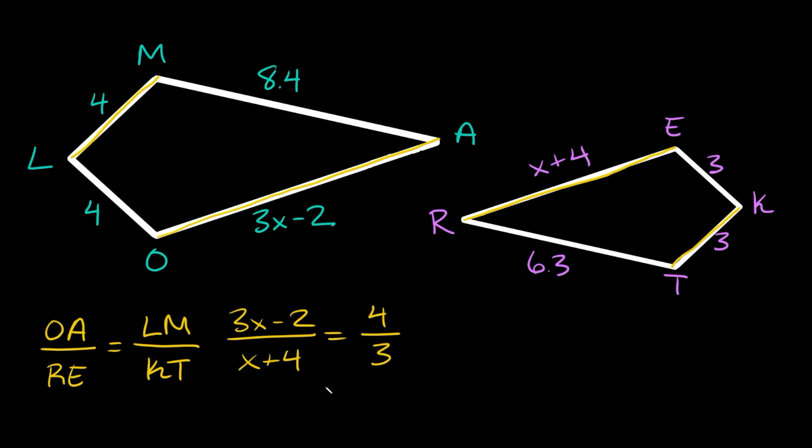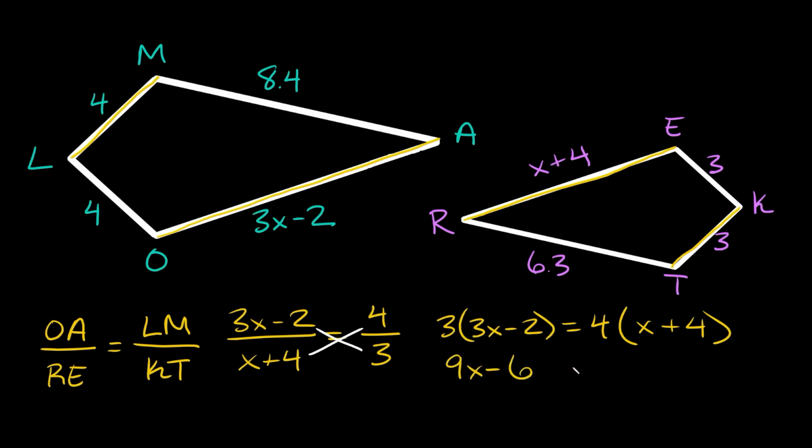Okay, so again, we need to cross multiply. So we're going to multiply these two guys together. So first of all, we have 3 times 3x minus 2, and we're going to set that equal to our other cross, 4 times x plus 4. Okay, so now we can distribute, first of all, this 3. So if we do that, we're going to get 9x minus 6, and that's going to be equal to 4x plus 16.